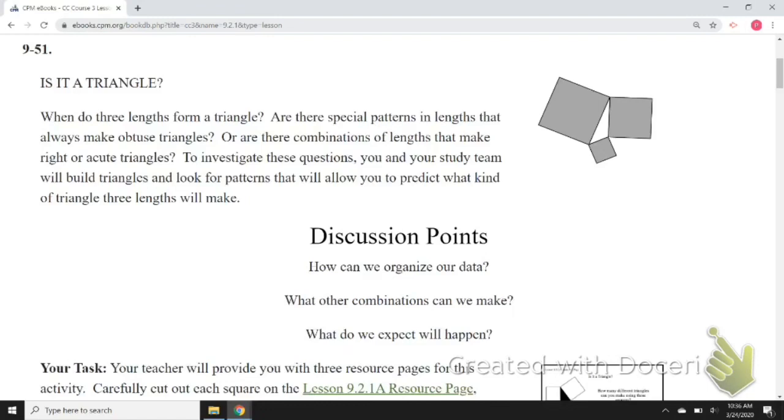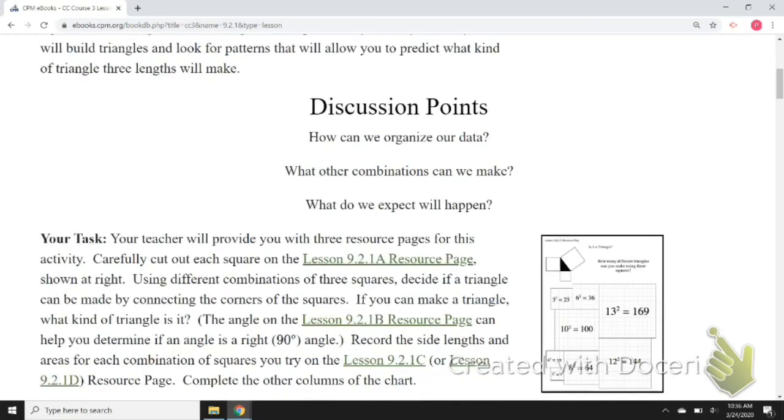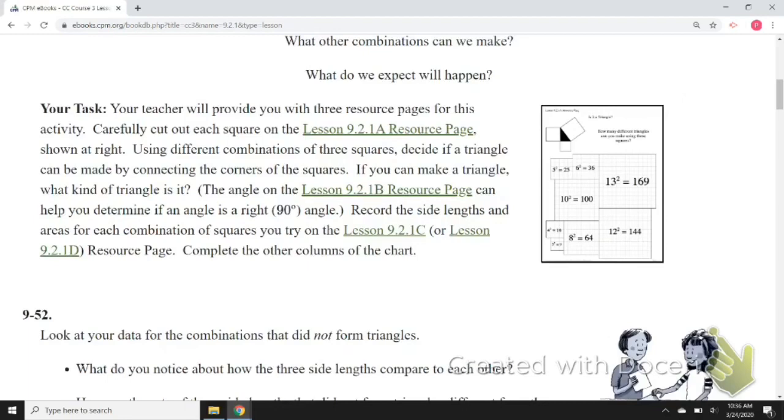Some questions that we can ask are, how can we organize our data? What other combinations can we make? And what do we expect will happen? We have resource pages here that I've already prepared, and I'm going to pause the video, and I'll show you a second part where I'm actually using the resource pages.